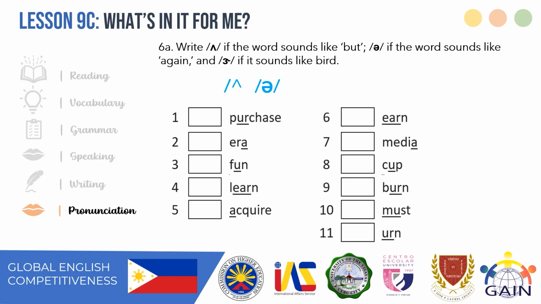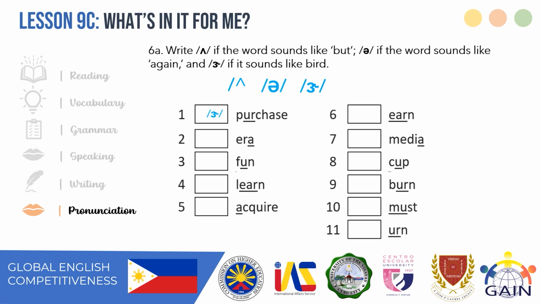For example, in number 1, the word purchase. In the first syllable, it has the vowel sound purchase. It has the schwa plus R symbol. Now pause the video and answer items number 2 to 11. Now here are the correct answers.